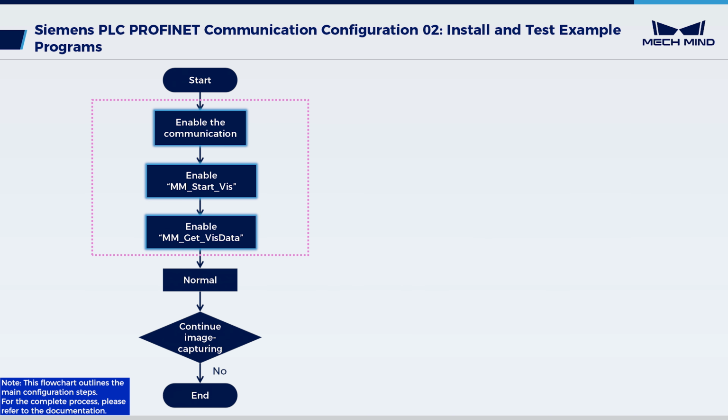Finally, enable Get Vision Data to obtain the corresponding Vision results. Its configuration follows the same approach as Start Vision. For detailed information on the parameters, refer to the documentation about standard interface commands to complete the subsequent configurations.